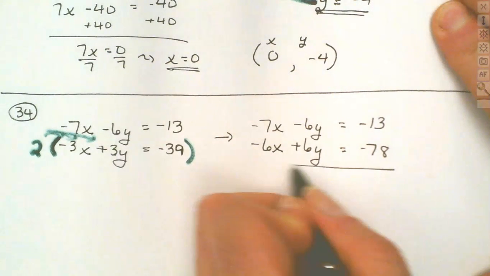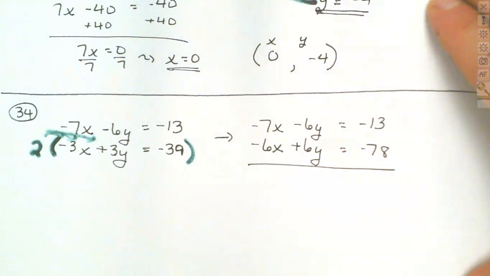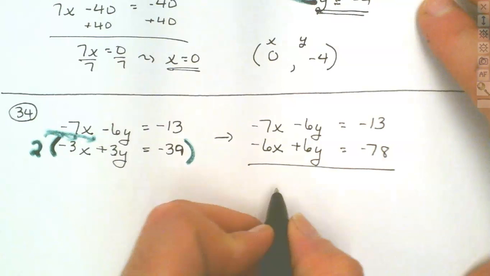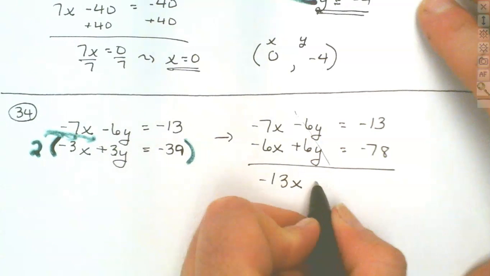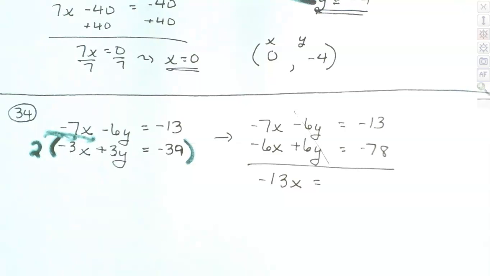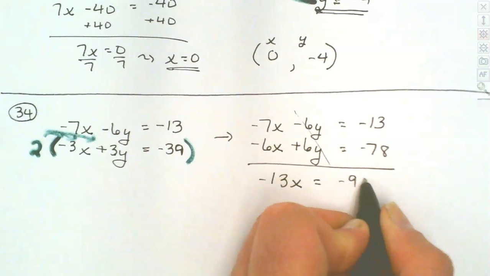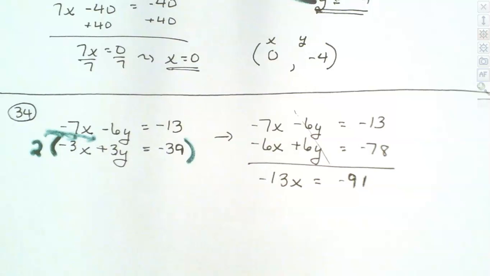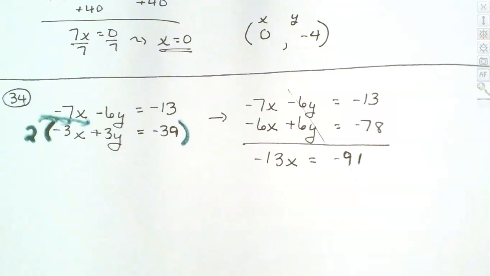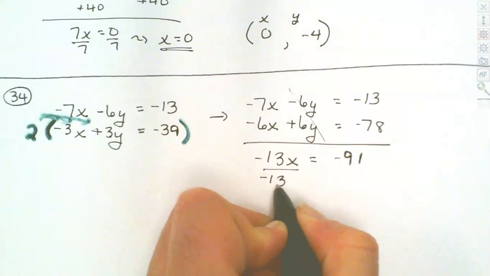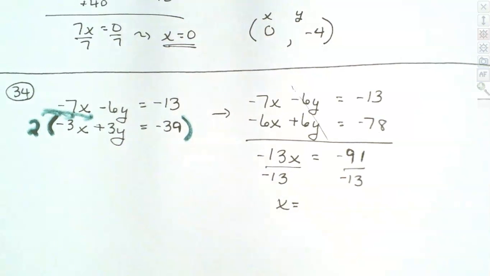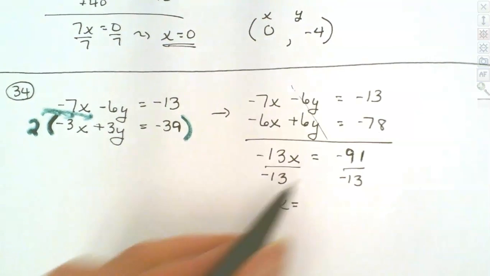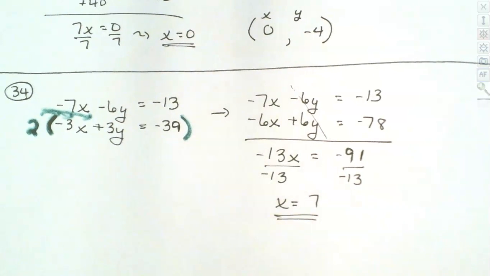When I add down, what do we have? Negative 7 and negative 6 makes it a negative 13x. The y's here, they cancel. And what about on the other side? Well, we've got 78 and 13, both negative. So they go together to give you a negative 91. Finish it by dividing by that negative 13. And that leaves you then with x equaling, negative and negative makes it a positive 7.